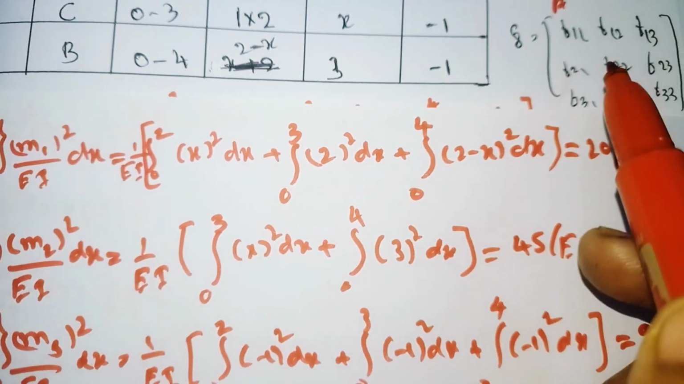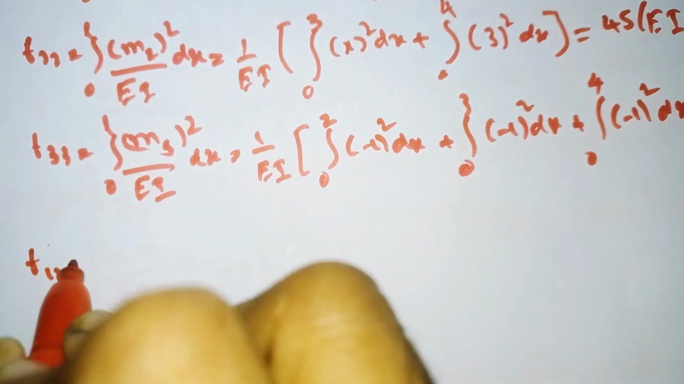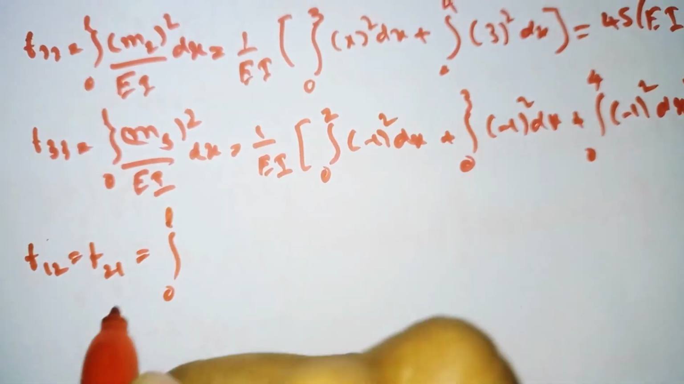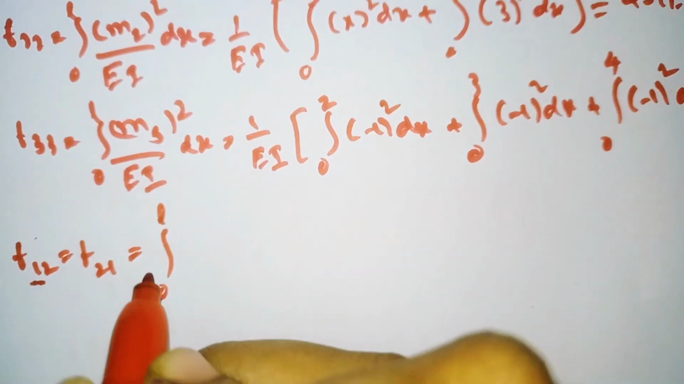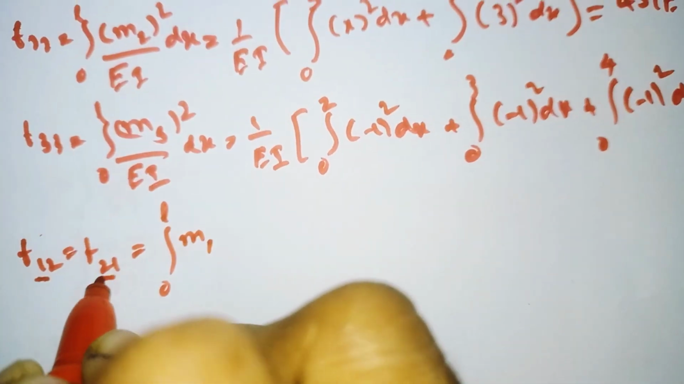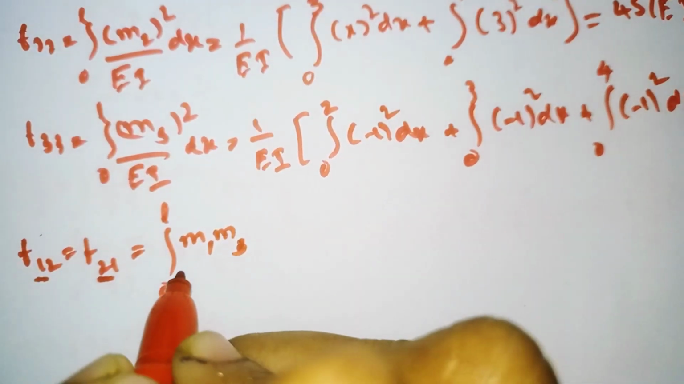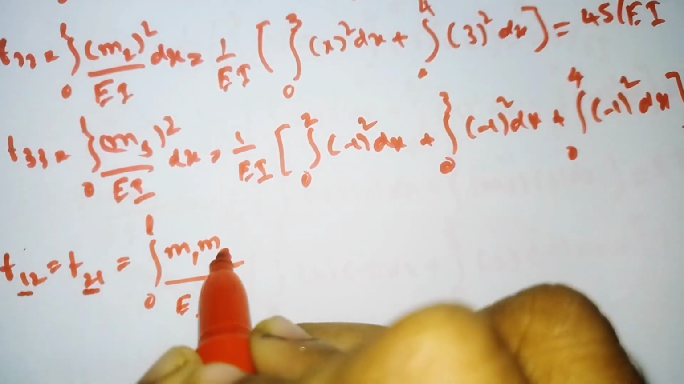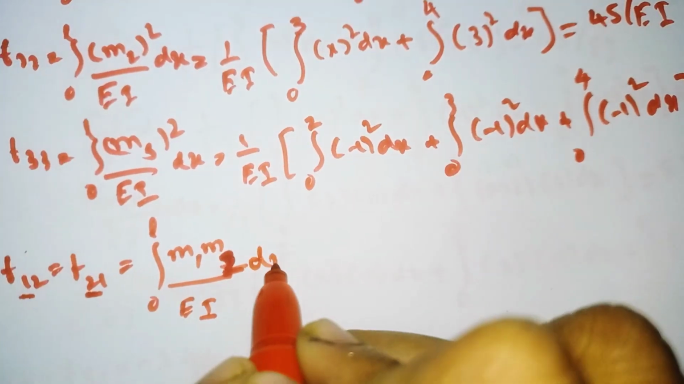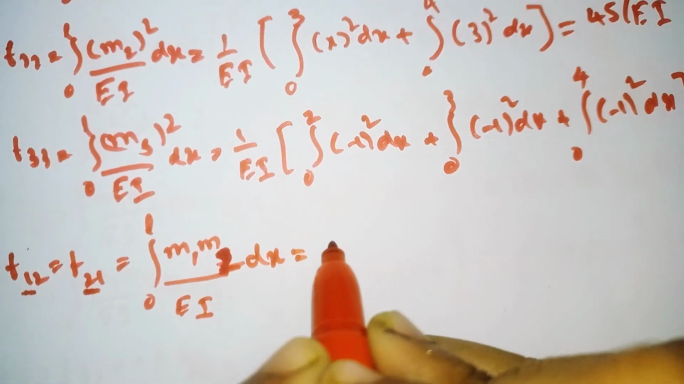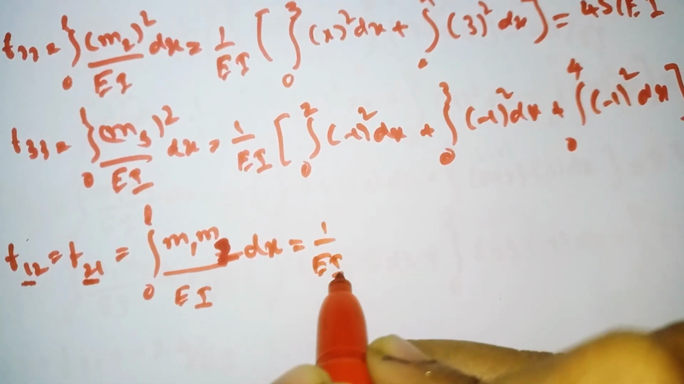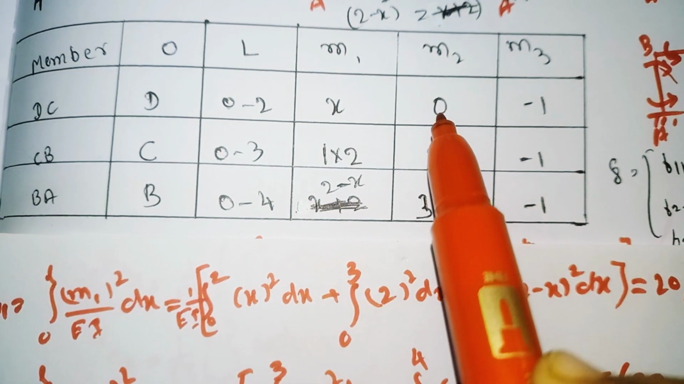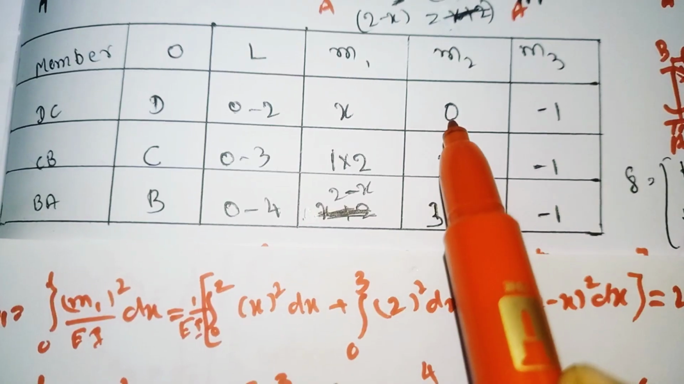Similarly, we need to calculate F12 and F21. For that, we have the formula F12 is equal to F21 is equal to integration of 0 to L. Here the first point is 1, so we need to take the moment of that M1. The second point is 2, so we need to take the moment of that M2, divided by EI, into dx, is equal to 1 divided by EI, which is constant. I am taking it outside, bracket, integration of, for member DC, the M2 value is 0, and 0 into anything becomes 0, so I am not taking it.